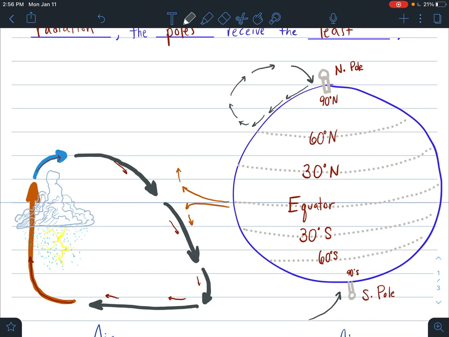Now, down here at the South Pole, the same thing happens, that when cold air descends, it then moves towards the equator, and as it moves towards the equator, it starts to heat up, and as it heats up, it rises, and when it rises, it goes up toward the North Pole or the South Pole where it cools, and then it descends back down towards the pole.